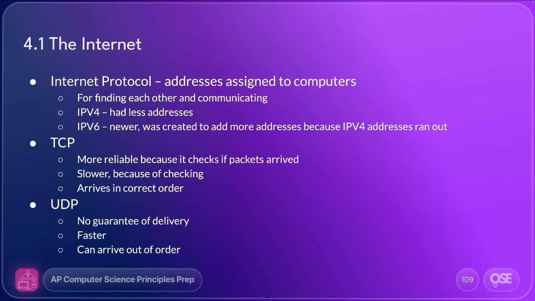Because TCP checks, it's slower. UDP doesn't check, so it's faster. But in TCP, packets arrive in correct order, while in UDP, packets can arrive in an incorrect order. Out of order, essentially. So you have to know the differences between the two.